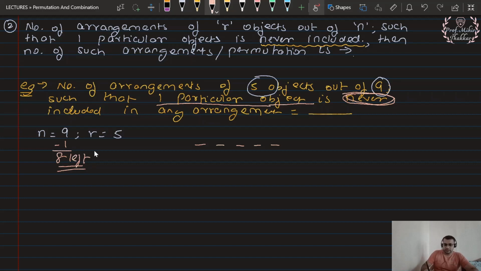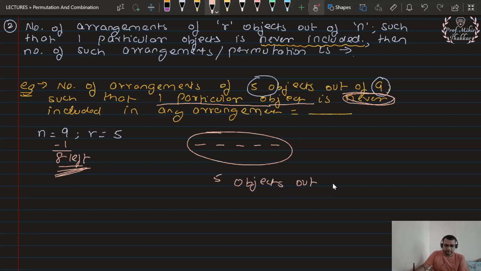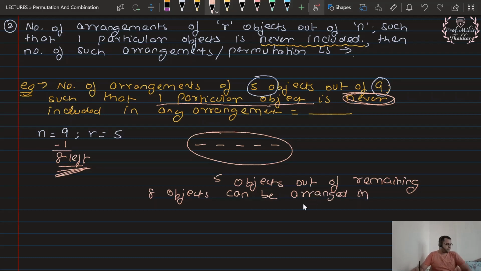Unlike in the previous case where we had arranged the first person, here there is no arrangement done. You don't have to subtract 1 from r. So you have to arrange all 5 objects out of the remaining 8 objects. So we just say 5 objects out of remaining 8 objects can be arranged in how many ways?